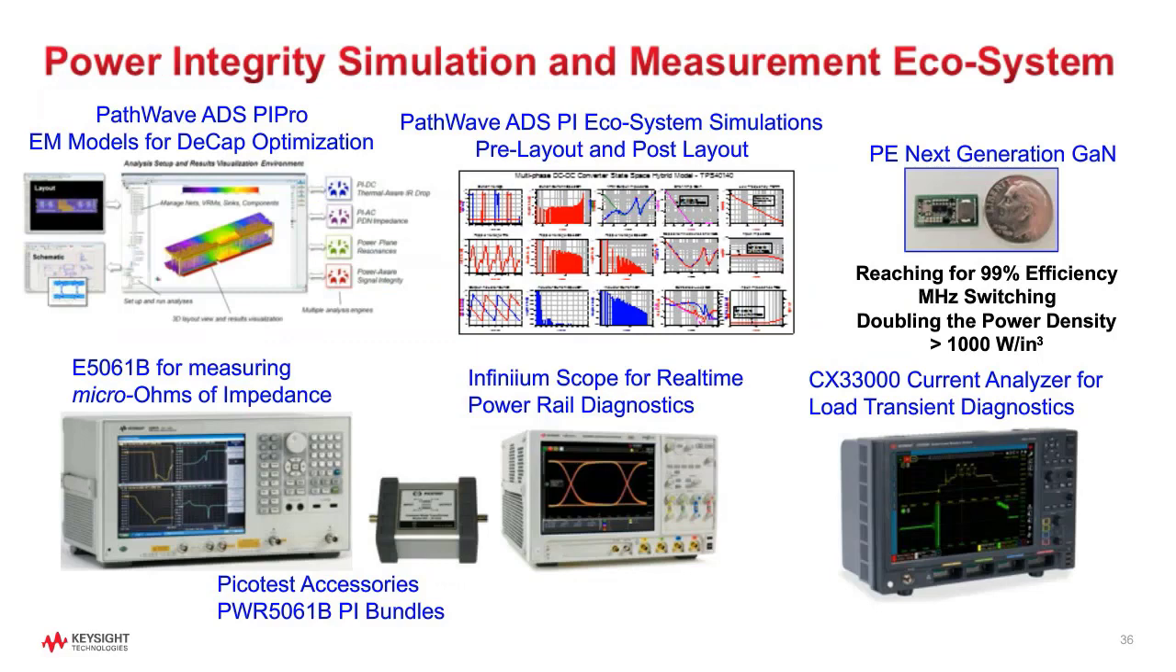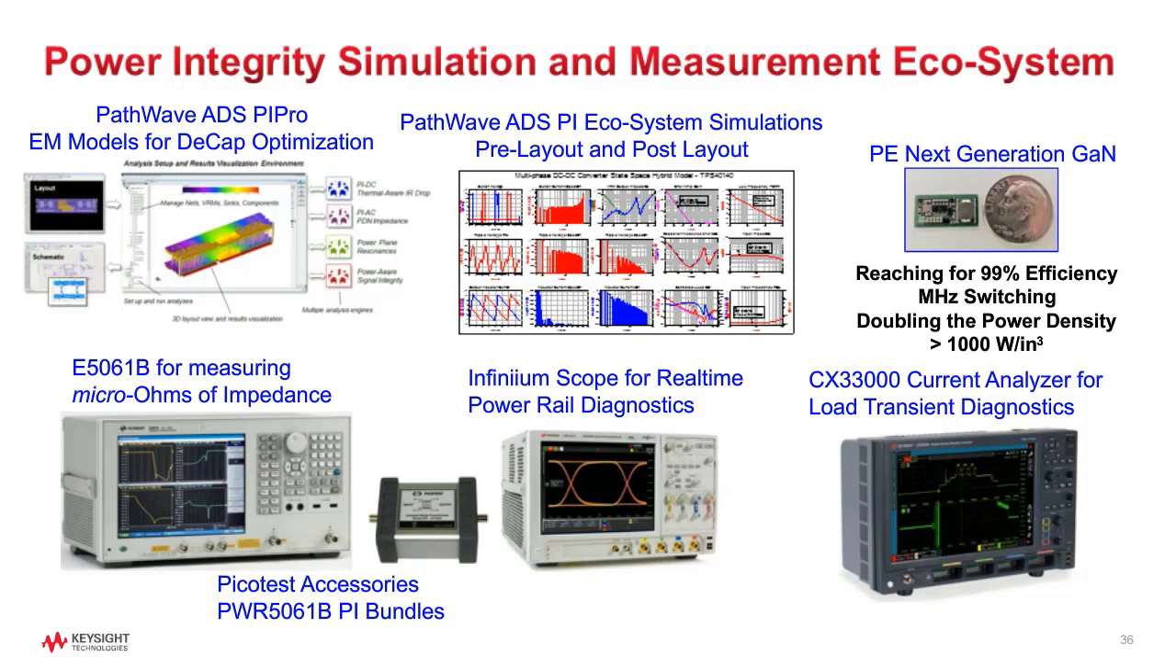Here are some of the key tools for simulating and measuring the power integrity ecosystem. EM simulators like PathWave ADS PIPro with DC IR drop, AC impedance, and decoupling capacitor optimization enable the design of low impedance power delivery networks. Frequency and time domain schematic simulations along with measure-based models enable end-to-end simulations to explore both small signal noise sources and large signal switching noise ripple.